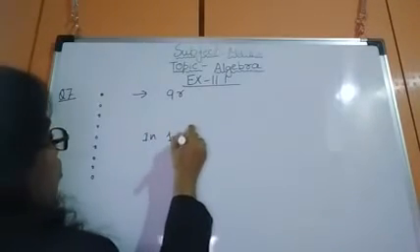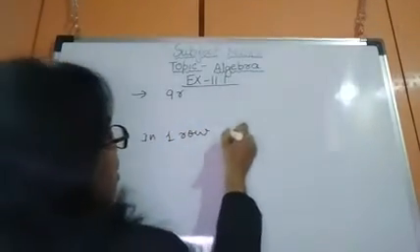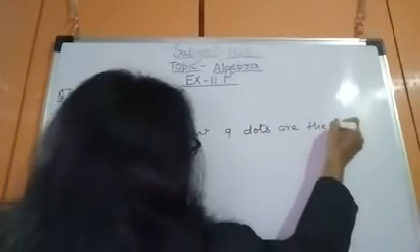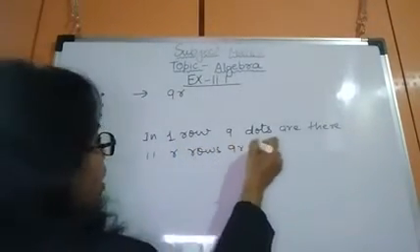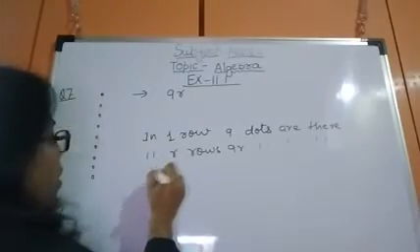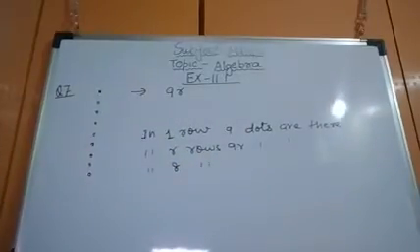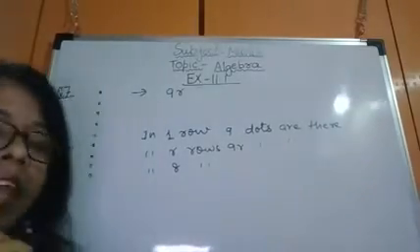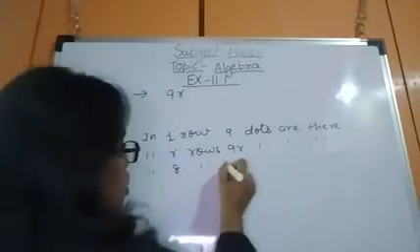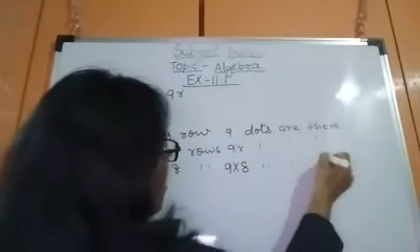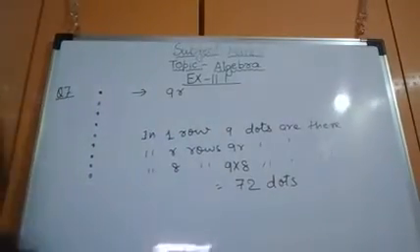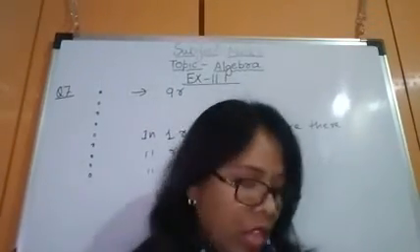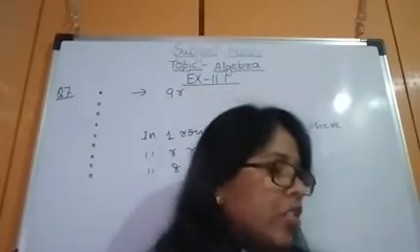Now next is asking how many dots are there if there are 8 rows. In one row, 9 dots are there. So in R rows, 9R dots are there. In 8 rows, what you have to do? You have to simply place 8 at R's place. So 9 multiplied by 8 dots means 72 dots. If 8 rows are there, there will be 72 dots. Fine. Now come to the next question.